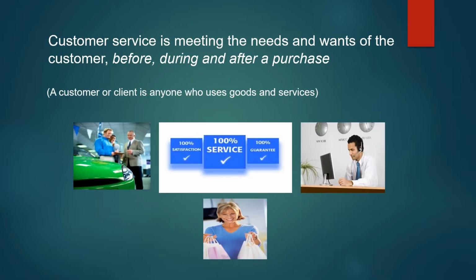Customer service is meeting the needs and wants of the customer before, during, and after a purchase. A customer or a guest is anyone who uses goods and services. So when a guest's needs and wants are met, he becomes a loyal customer or guest.